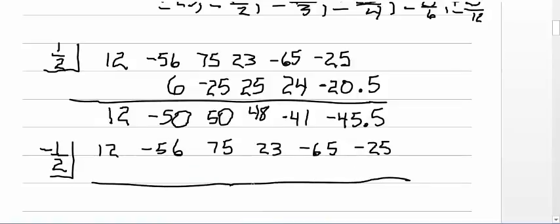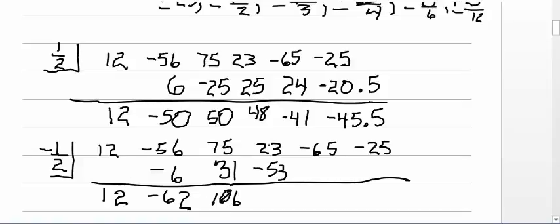Bring down the 12, multiply by negative 1/2 to get negative 6. Add it to negative 56, I get negative 62. Multiply that by negative 1/2, I get positive 31. When I add, I get positive 106. Half of that times negative 1 is negative 53. Add that to 23, I get negative 30.